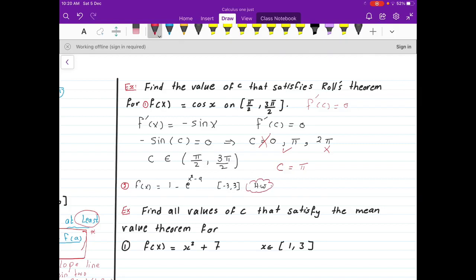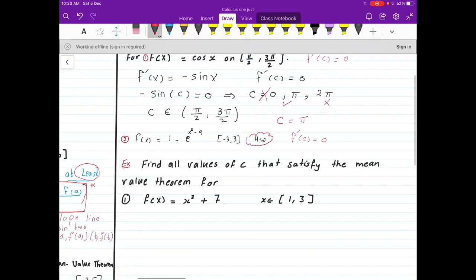If f x = 1 minus e to the power x squared minus 9, this function continuous, differentiable, if f of minus 3 = f 3, you need to find c such that f prime c = 0. And be careful, this c belongs to the open interval minus 3 and 3.